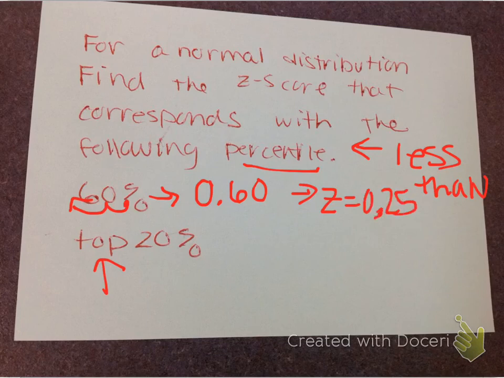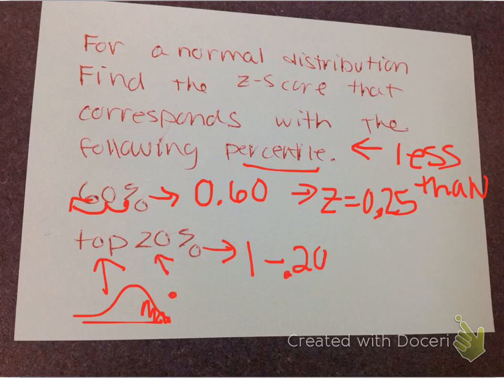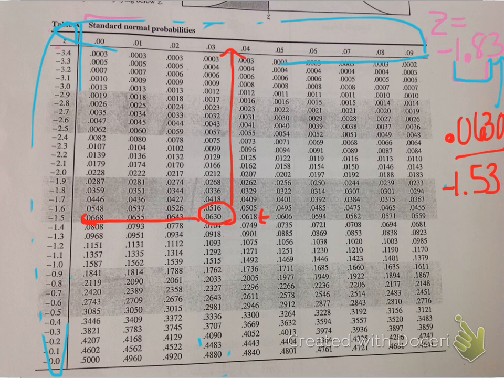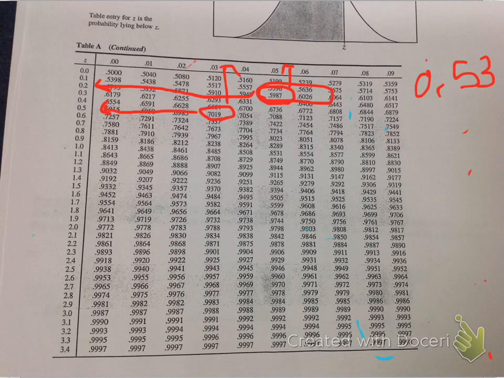And then finally, if you see top 20th percentile, remember the top, you need to do 1 minus 20%. I'm sorry, 0.20, the decimal. Okay, so change it to a decimal. And that's going to give me 0.80, which is the less than. Whenever it's on the right-hand side, a greater than, and top means greater than, you have to do 1 minus that decimal, and that's going to give me 0.80. I go to my chart. 0.80. You need to say which one's closer. And this one right here, 0.7995 is closer. So I have a z of 0.84.